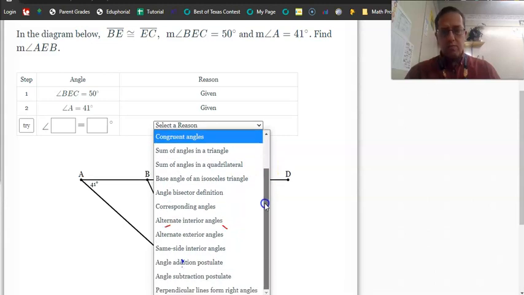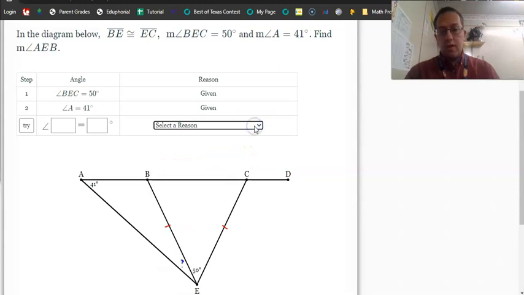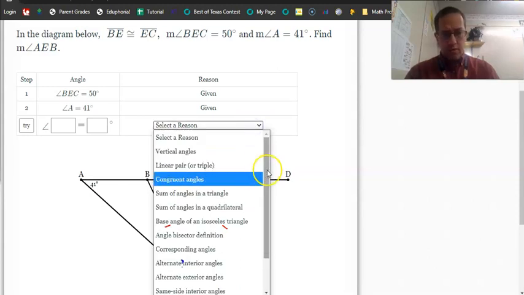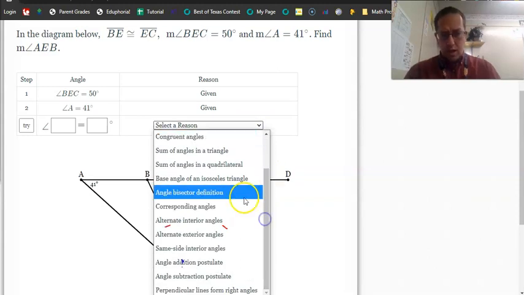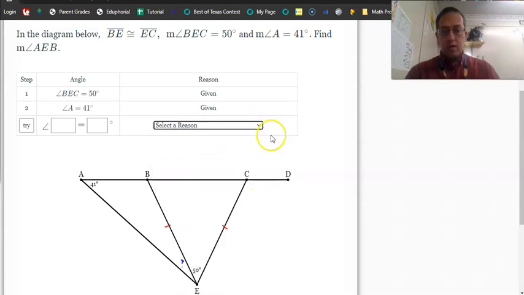You may not remember this, but in case you don't, the sum of the angles of a quadrilateral is 360 degrees, but we don't have a quadrilateral here, but that might come up in another one that you have. Let's see here, don't have angle bisectors. Base angles of an isosceles triangle. Let's see, we do have an isosceles triangle, don't we?